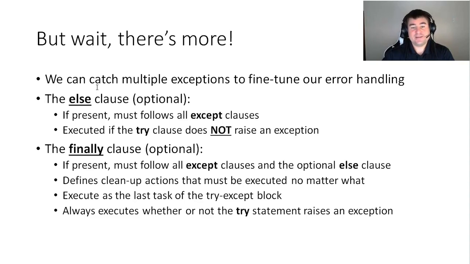In addition to that, the try except block also has the else clause, but that is optional. It doesn't have to be present. If it is present, it must follow all of the except clauses. So you cannot have try except, then else, then except, then else. Else comes after all the excepts, and you can have multiple excepts, as we will see shortly. It is executed if and only if the try clause did not raise any exception.